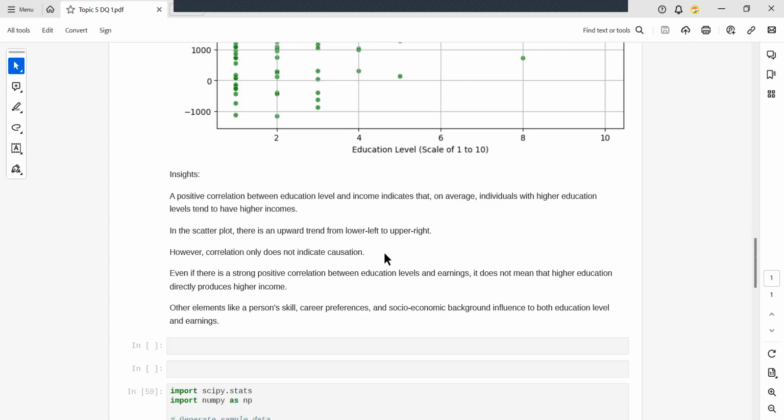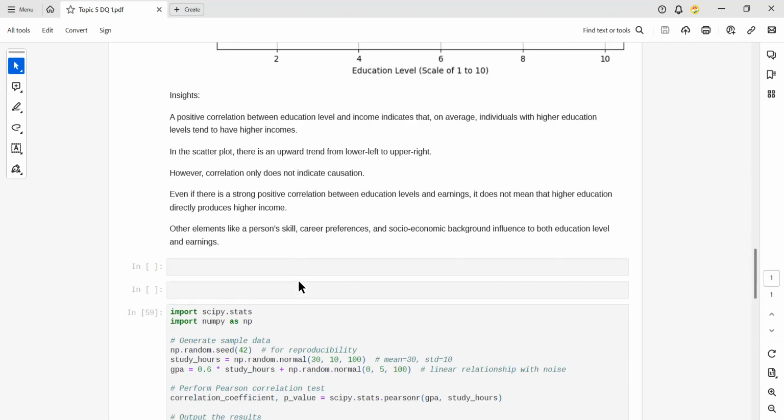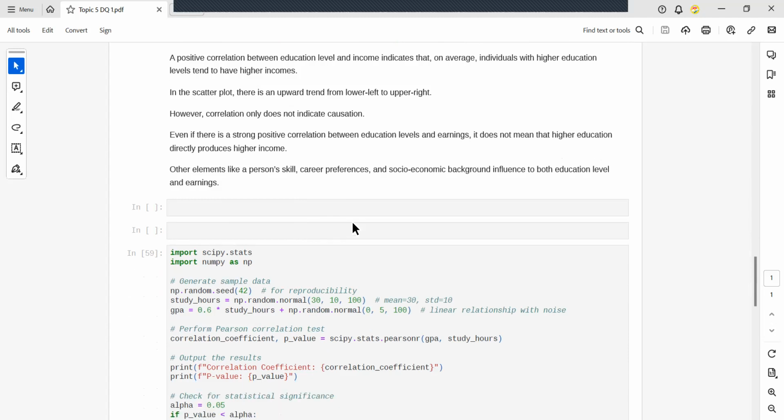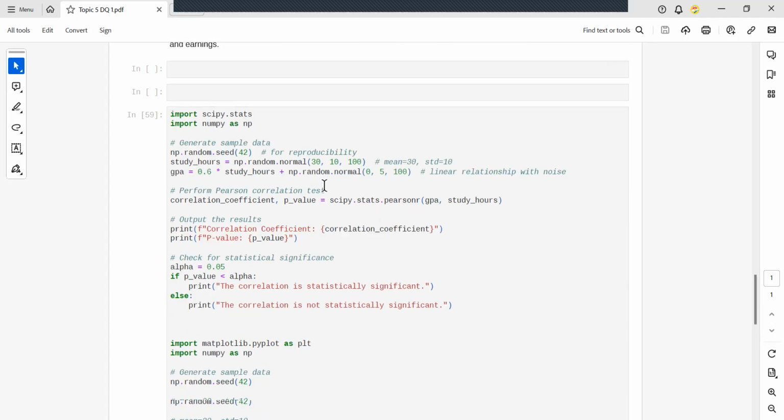But correlation does not indicate causation. Even if there's a strong positive correlation between education levels and earnings, it doesn't mean that a higher education level means higher earnings. There are other elements that need to be considered. So that's the first part of the assignment.